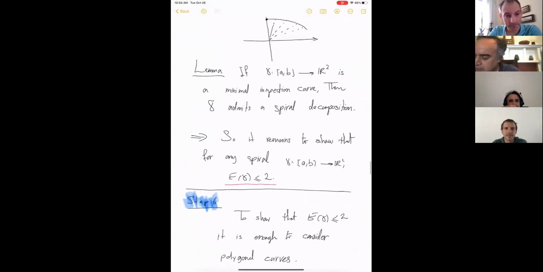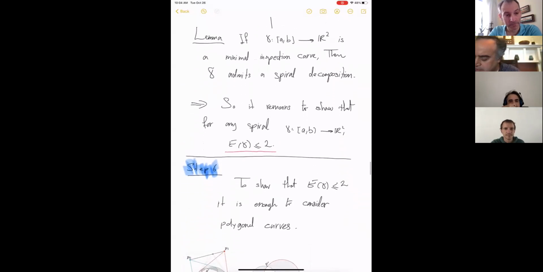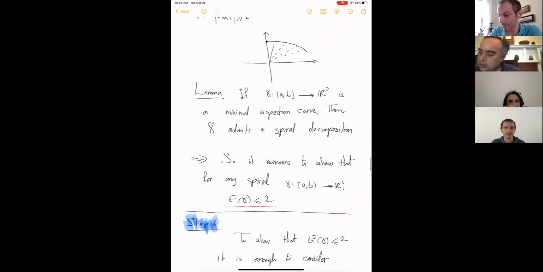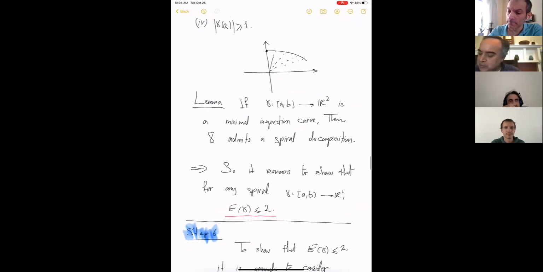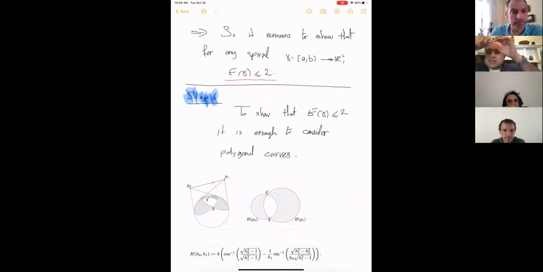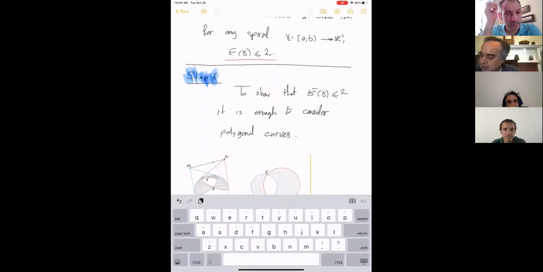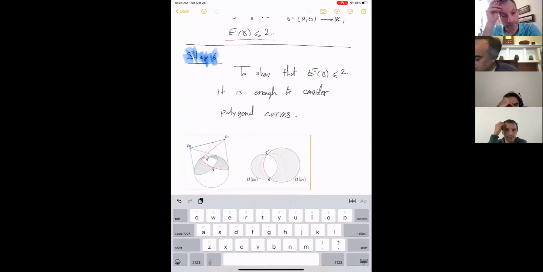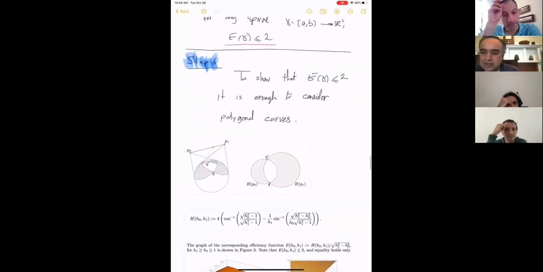Okay, so step 6. I want to compute the efficiency of these spirals. Now it's enough to just consider polygonal curves. If you do it for polygons, then you approximate and everything works. So let's just look at the efficiency of a straight line segment. If you have a straight line segment, its horizon is this shaded area that I have drawn. The horizon are these vision circles swept by your line segment.